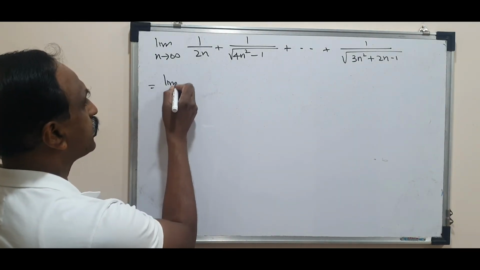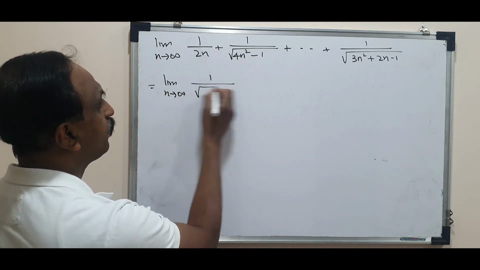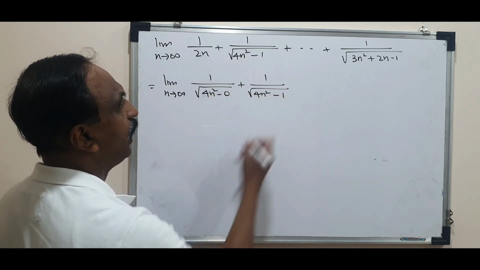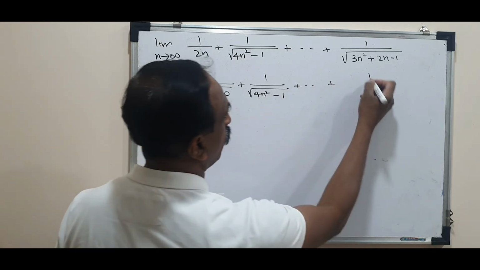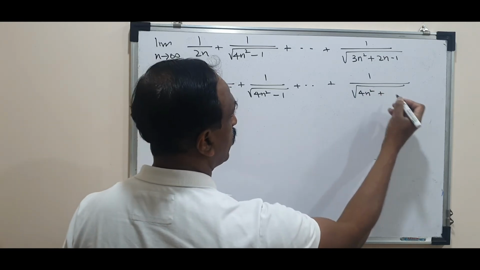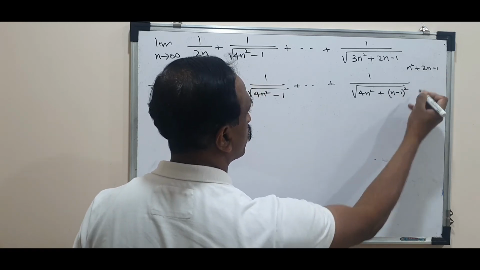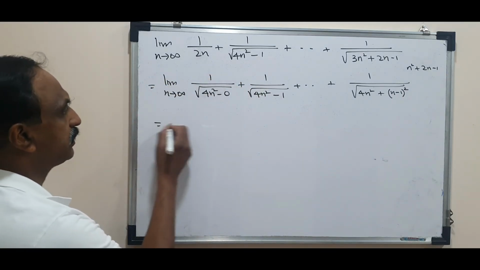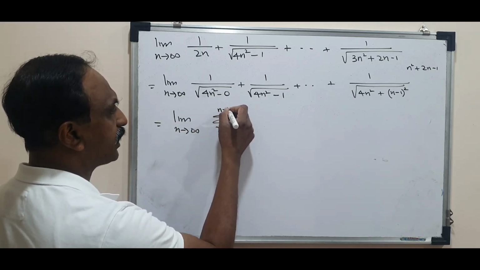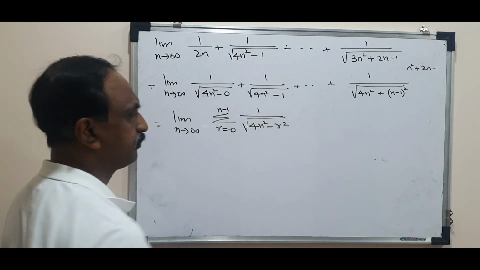So this is limit n tends to infinity. What is constant? Root of 4n square is constant. So I can write here root of 4n square minus 0, 1 upon root of 4n square minus 1, plus dot dot dot, 1 upon this. Also I need to make 4n square by adding n square plus 2n minus 1 will come here, so n minus 1 the whole square. So I can write this as limit n tends to infinity, sigma r equal to 0 to n minus 1, 1 upon root of 4n square minus r square.